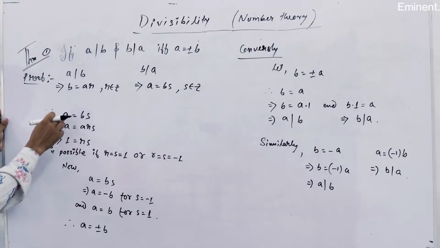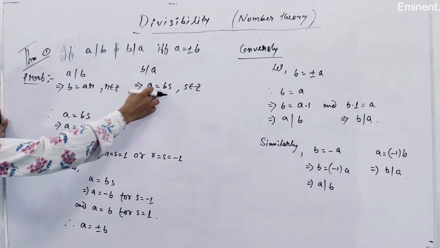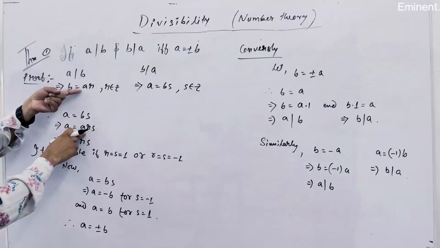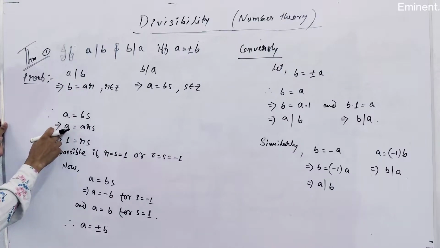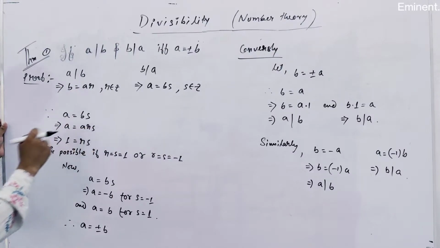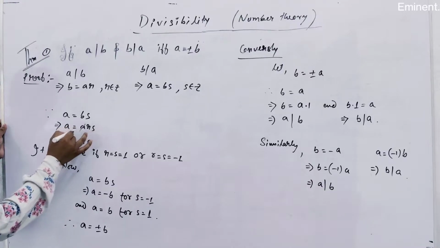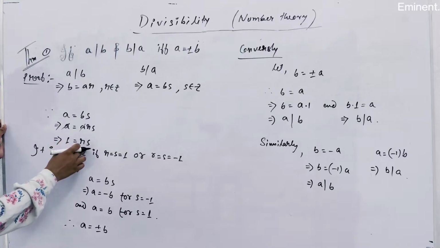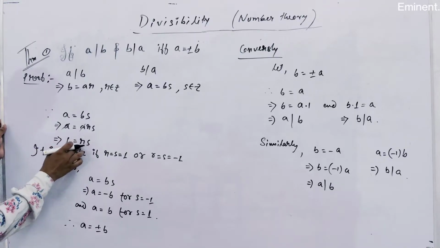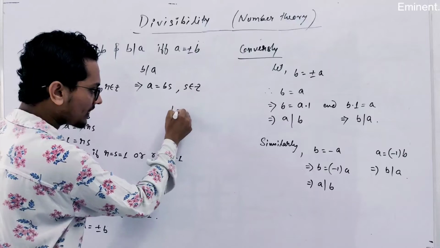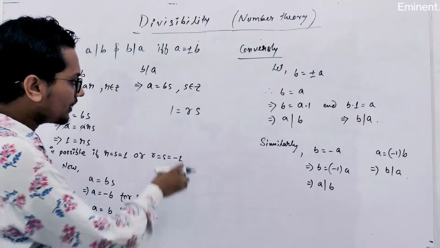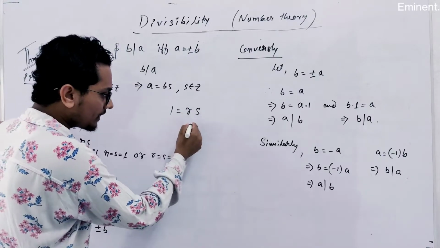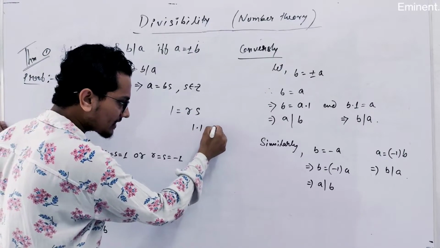Since A equals BS, instead of writing B, let us put here AR, since B equals AR. So A equals ARS. This A gets cancelled, so 1 equals RS. 1 equals RS is possible if R equals 1 and S equals 1, since 1 into 1 is exactly 1.